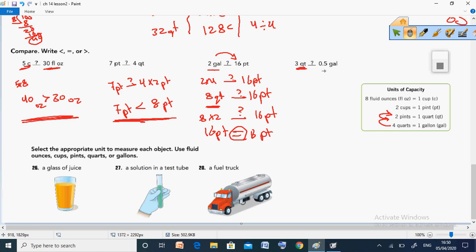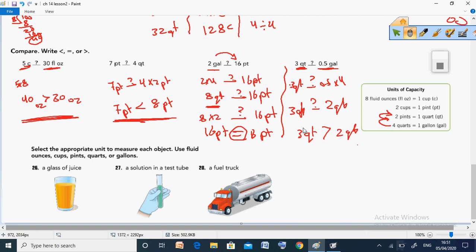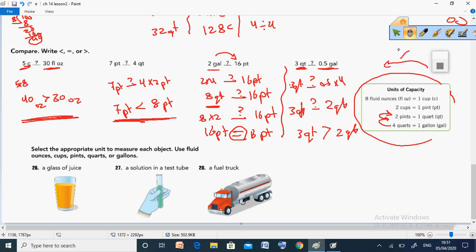Again, here I have 3 quarts, 0.5 gallon. I will take the bigger one. The bigger one is 0.5. So 3 quarts or 0.5 times 4. 0.5 times 4 is 2, or 3 quarts. 3 quarts is greater than 2 quarts. Is that clear? It's so easy, just you have to memorize and keep this box in your mind. Okay? Again, like this, multiply. When you are moving like this, you have to divide.